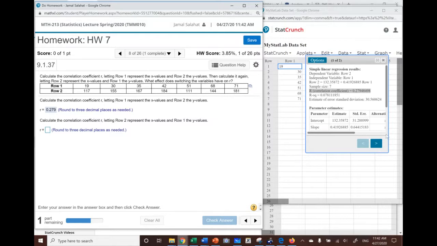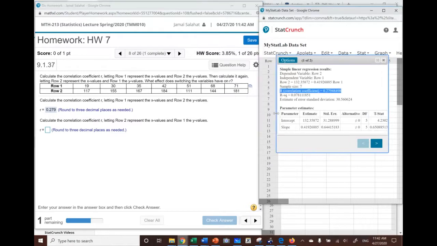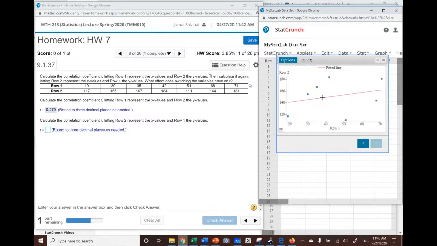Now, let me show you the graph. Look how beautiful StatCrunch is. You want to see the scatter plot? You see the arrow at the bottom there? You can click on the arrow, and forget the red line for a minute. It will show you that if you pay attention to the line, it is almost flat.